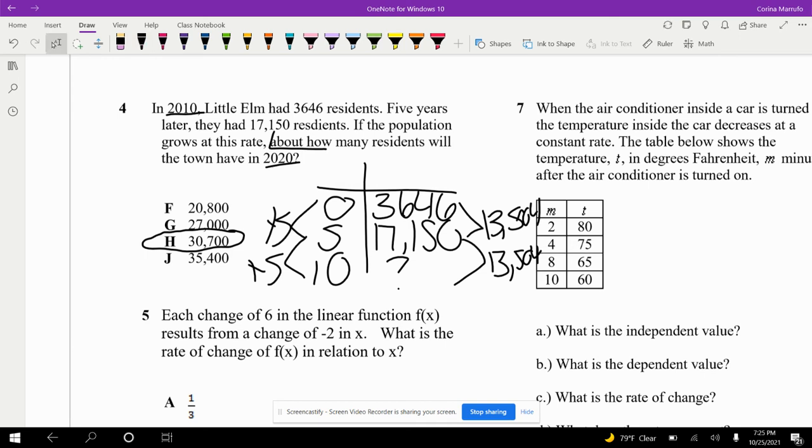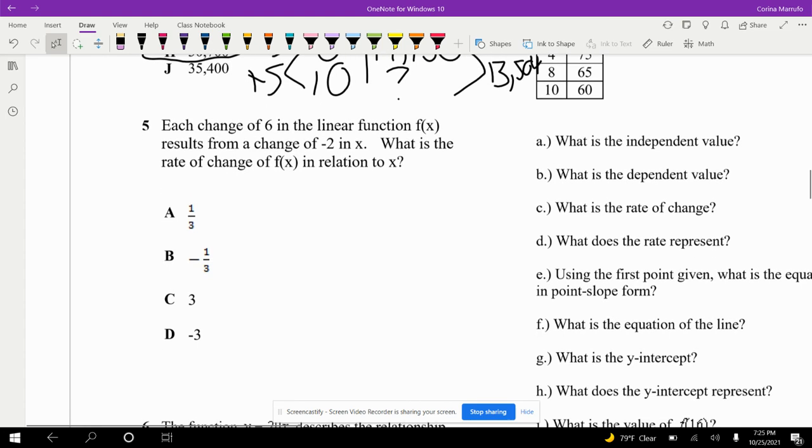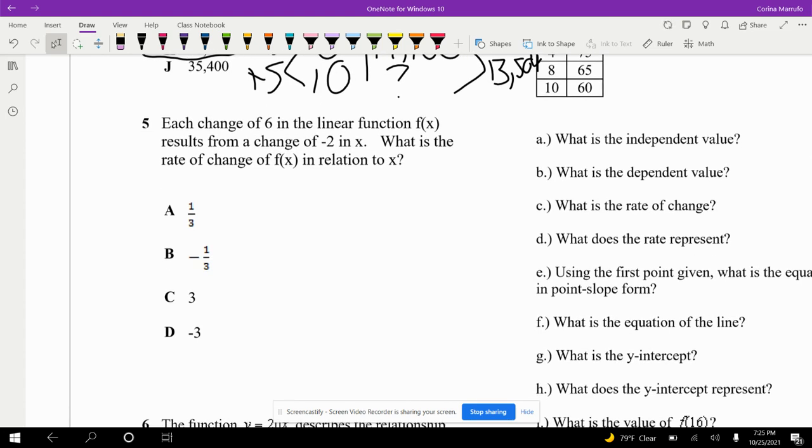The next one says, each change of 6 in the linear function f of x results from a change of negative 2 in x. What is the rate of change of f of x in relation to x? So that sounds kind of tricky, but pretty much we have a table x, y. There's a change of negative 2 in x, so you subtract 2, negative 2, and so on.